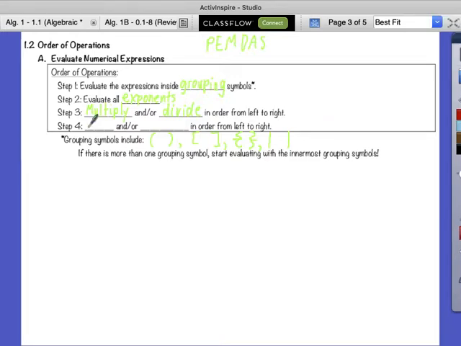Next one is left to right as well, but it's addition and or subtraction. So add and or subtract, in order from left to right. So once again, if you see subtraction before addition, you do the subtraction first, okay? So people think that because the A comes before S, we have to do all addition first. That's not true. Okay? Any questions on that?